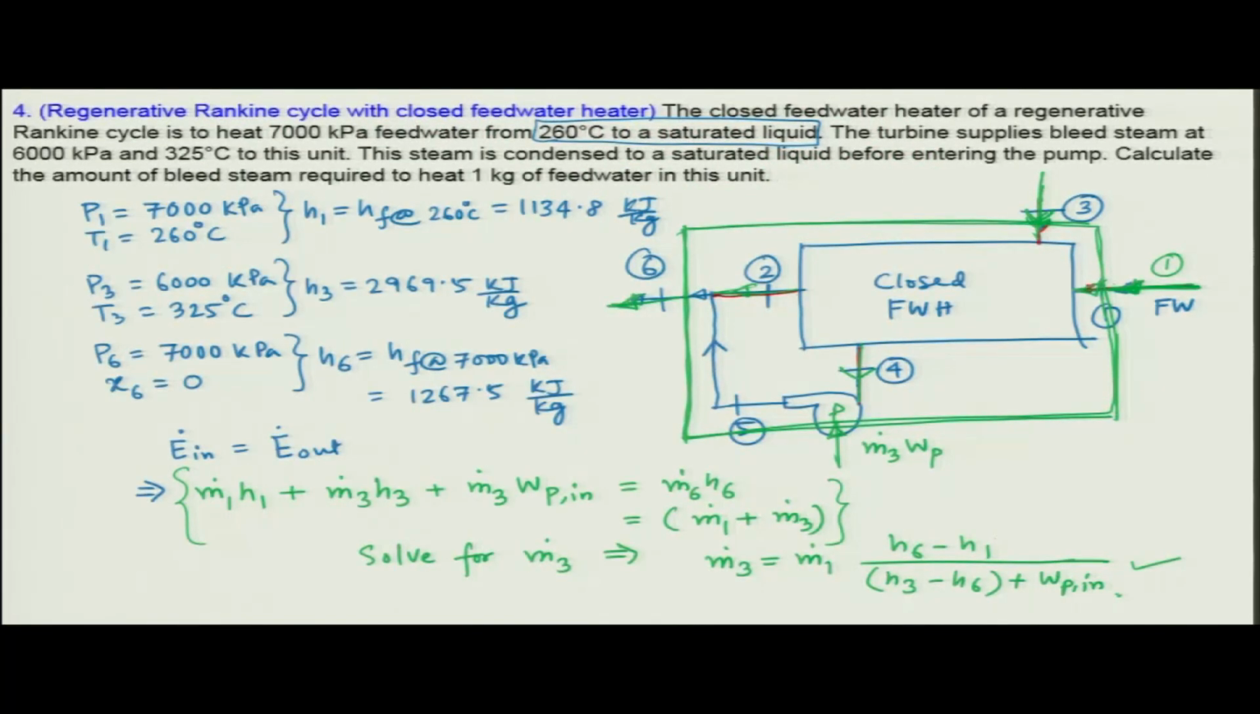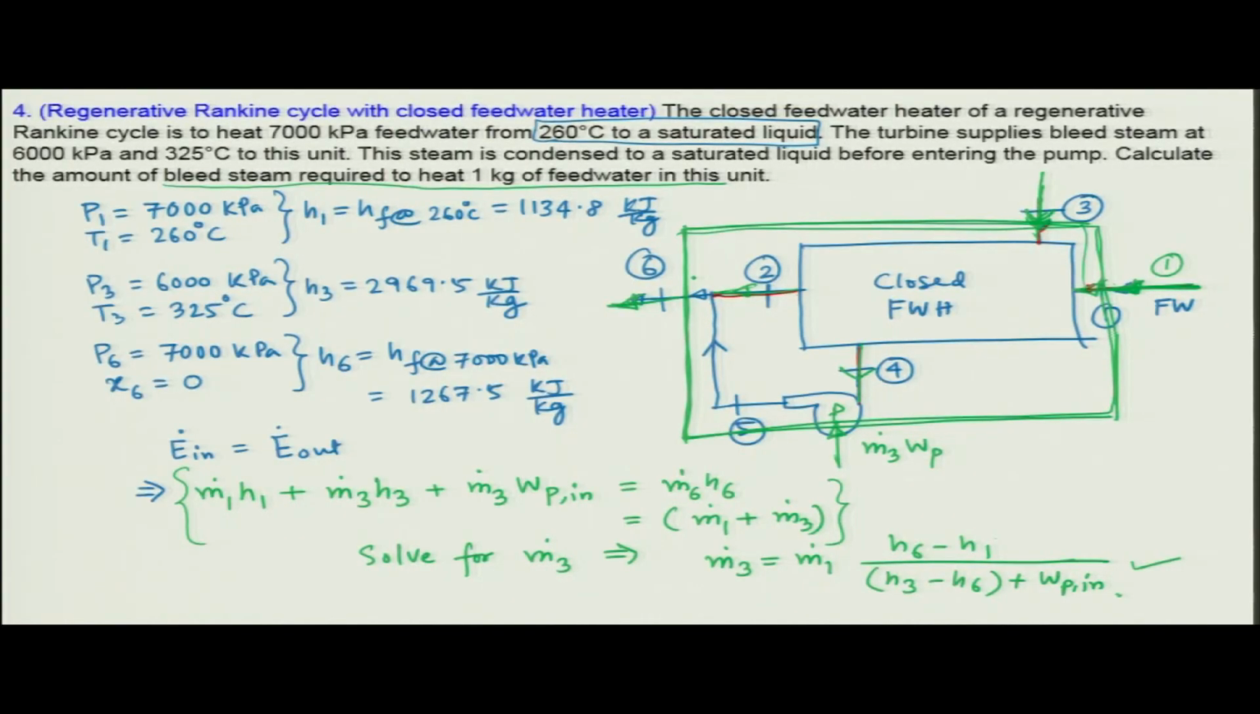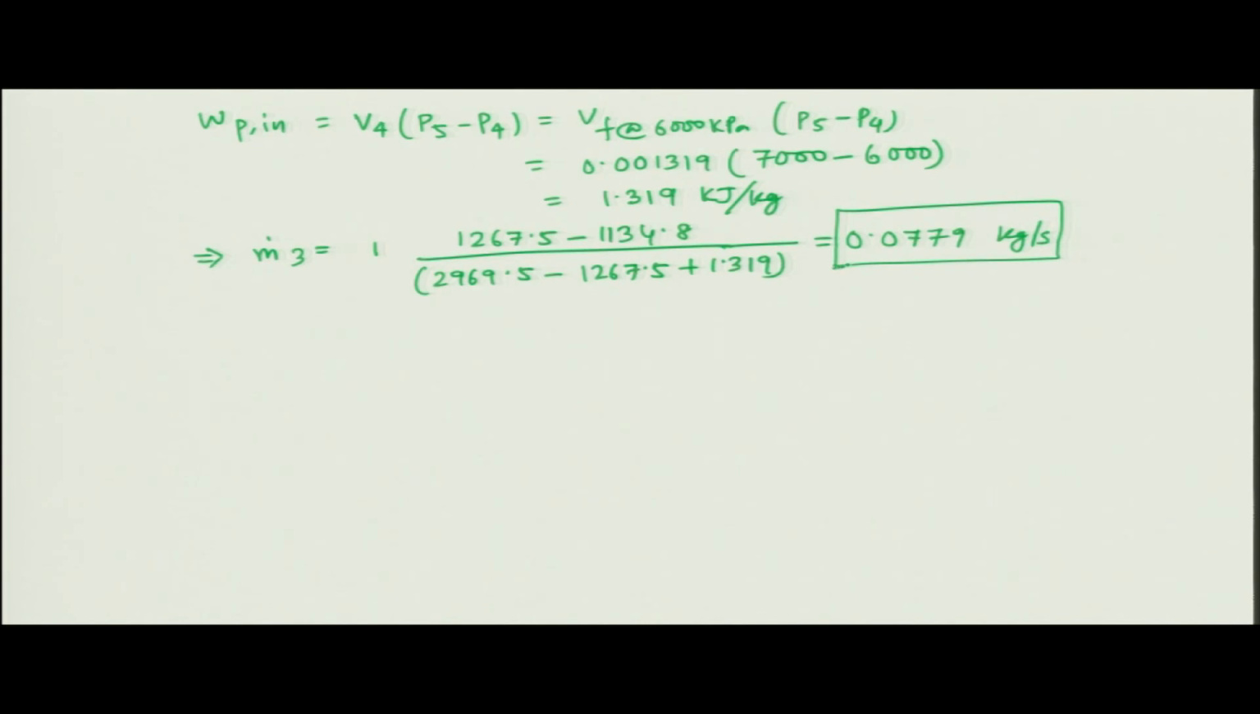So, in this question we basically solved a closed feed water heater, and we obtained the amount of bled steam required to heat 1 kg of feed water. We did an energy balance across this control volume, and from that we found the amount of bled steam, m dot 3, needed to heat 1 kg of feed water, where m dot 1 is 1 kg per second. So, m dot 3 is 0.0779 kg per second.